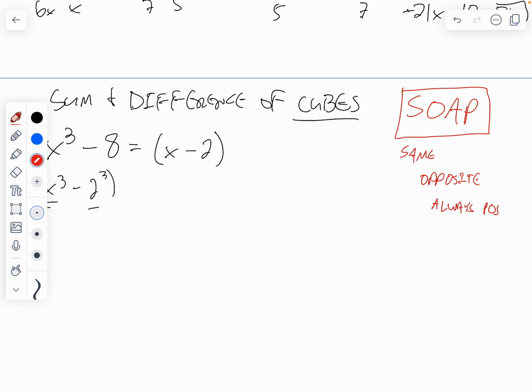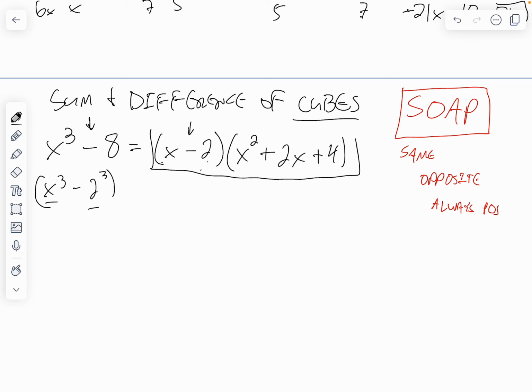So the first sign, notice, is the same as the sign over here, right? Negative here, same sign here. Where did the 2 come from? It's the cube root of 8, right? Cube root of 8. So 2 cubed is what made that 8. So we have x minus 2. Now we're going to have the opposite sign. So I'm going to have an x squared. Opposite sign of the negative over here is a positive. And then I'm going to multiply the 2 and the x. We're going to have 2x. And the last sign is always positive, and it's going to be 2 squared, which is 4.